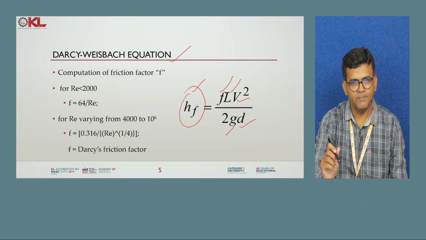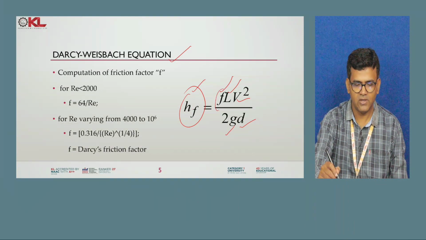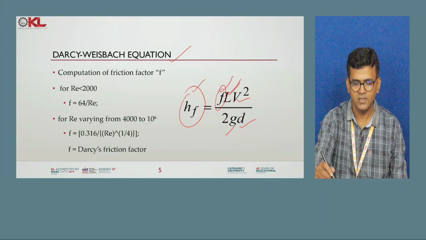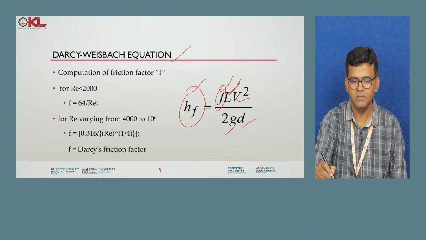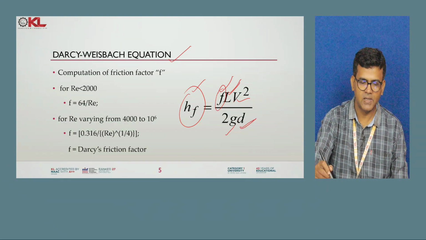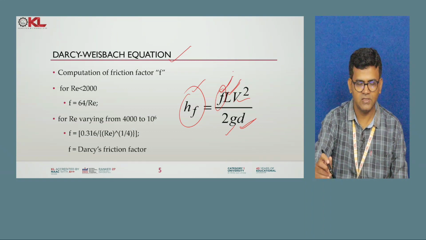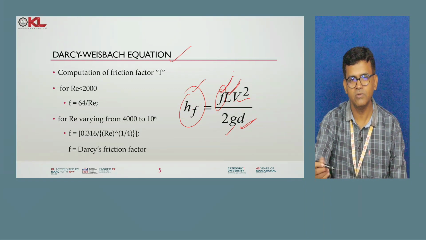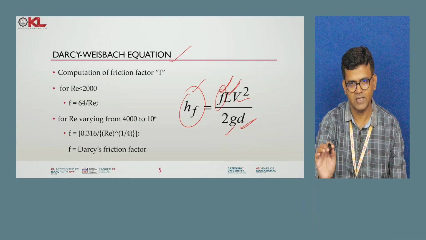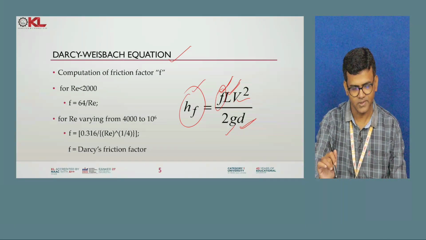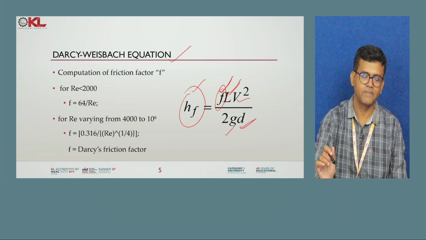While computing, how do we find the value of this friction factor? You know the value of L, the length of the pipe, that can be measured. Velocity in the pipe also can be measured. Diameter of the pipe also can be measured. The g value is constant. So only f remains to be known. So how do we calculate f? f is the friction factor because of the presence of the friction. So how to compute f?